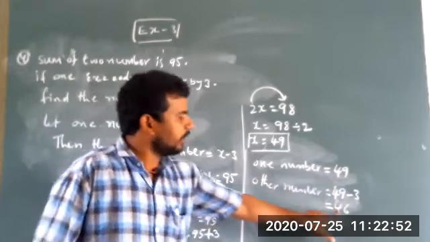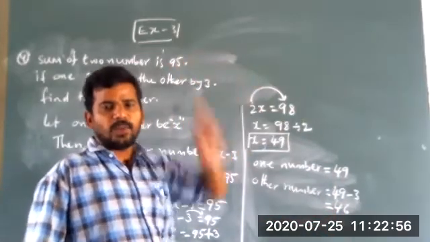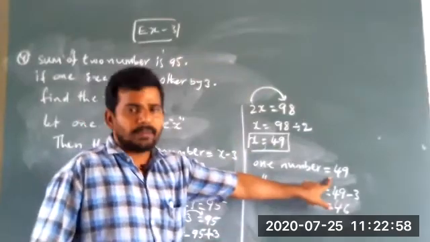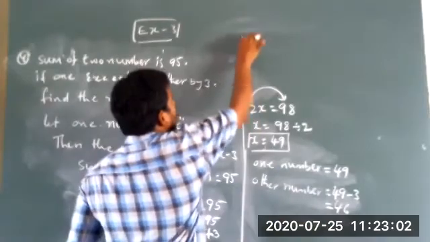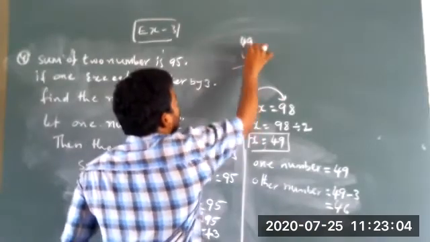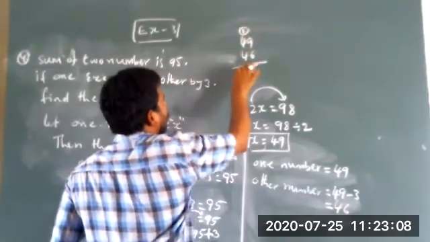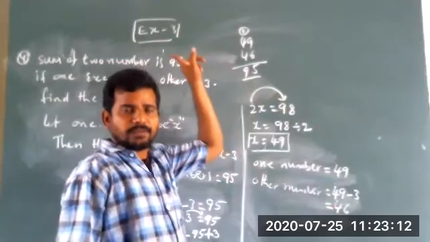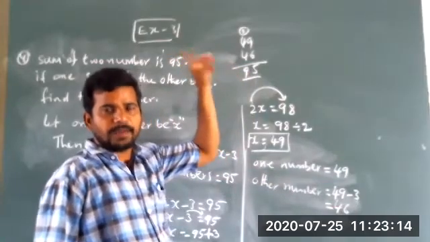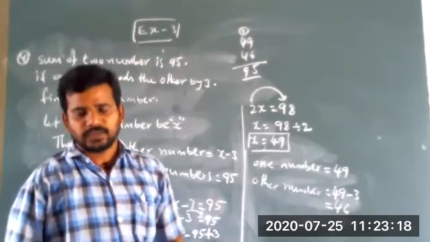The other number equal to how much, children? 46. Here the sum of two numbers is equal to how much? 95. Take one number 49, one more number is 46. So add these two numbers. 6 plus 9, 15. 1 plus 4 is 5, 5 plus 4, 9. So the addition of these two numbers is equal to 95. So that's why your solution, your answer is correct. Clear, children?